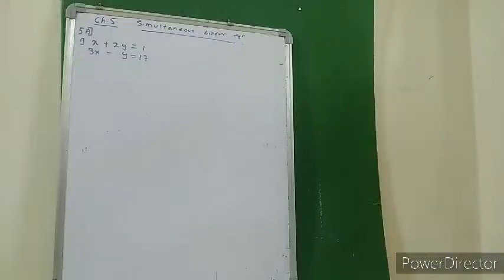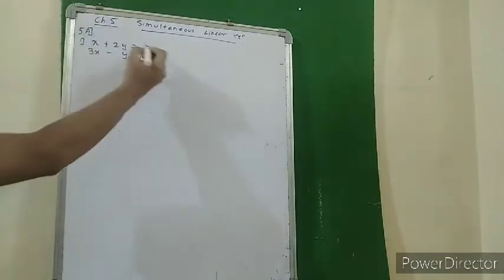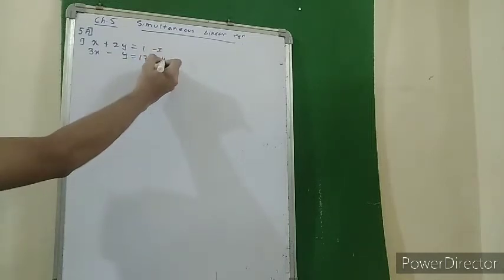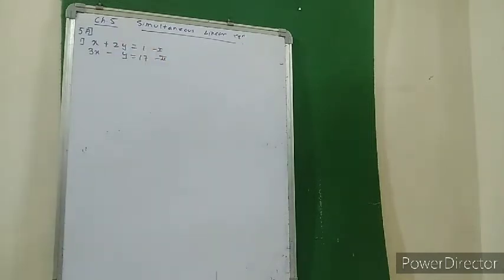That is simultaneous linear equations in two variables. The first method that we are going to learn in the first exercise is called the elimination method. We have two equations over here. This is equation number 1 and this is equation number 2. To solve these equations, first of all you need to see the coefficients.